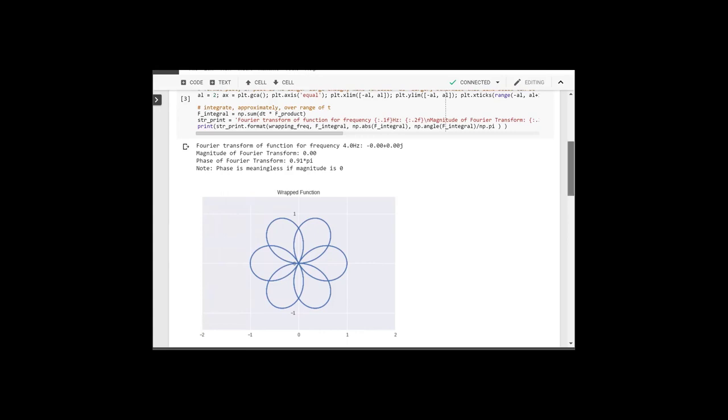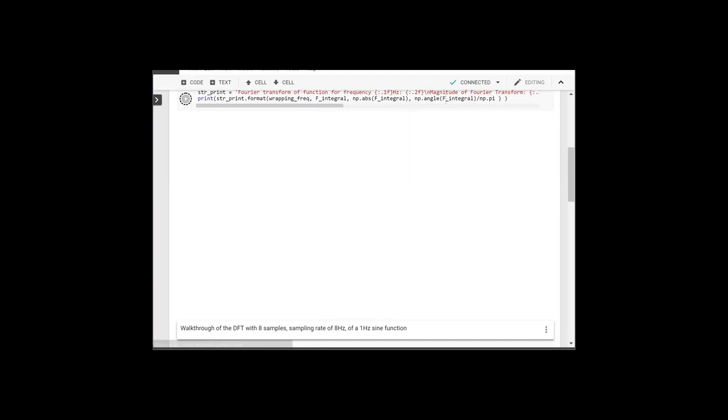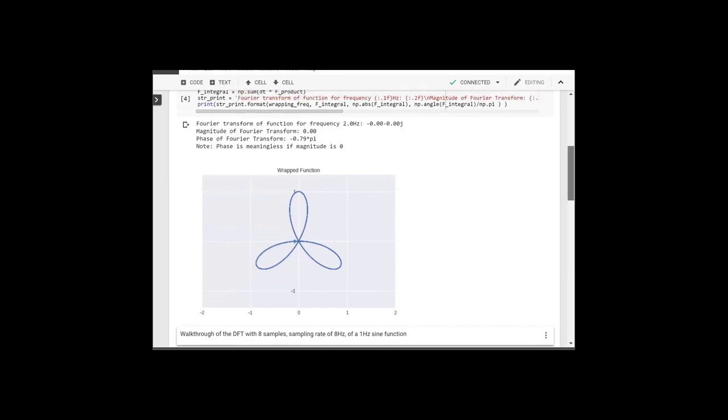Now let's think about it for other wrapping frequencies. Let's try, for the sake of argument, 2 and see what we get. We get that. Interesting. That's pretty. The reason this looks a little thicker is because it actually wrapped along itself multiple times. So it went this way, this way, this way, and actually did this at least one more time, maybe even two more times. I'm not sure.